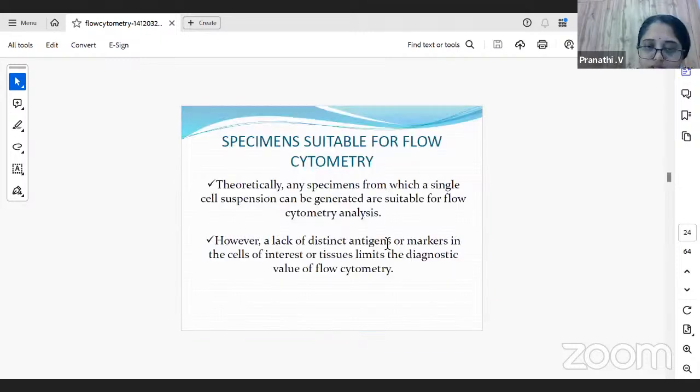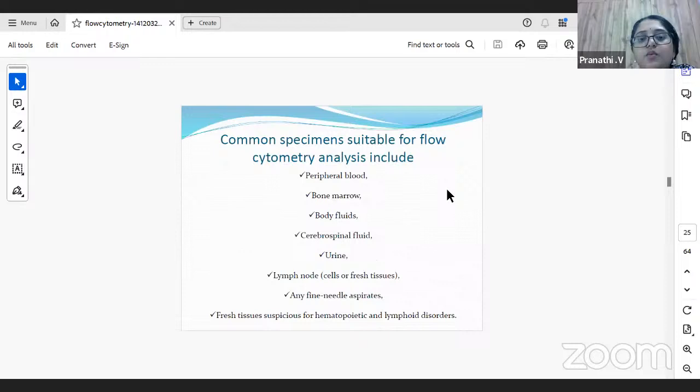So how are you going to process the specimen for the flow cytometry? So lack of distinct antigens or markers can be seen basically. What is it you're going to take as a sample? Blood sample, bone marrow, body fluids, CSF, urine, all of this can be taken. So you have fine needle aspirates also. If there's any kind of pus cells, you're just going to take using the fine needle aspirates.